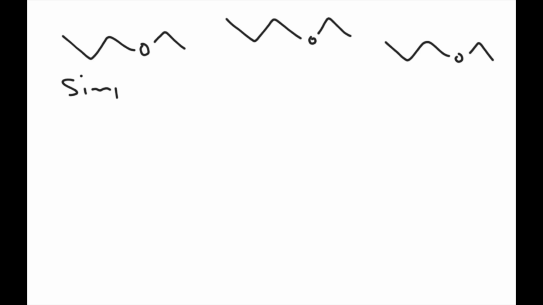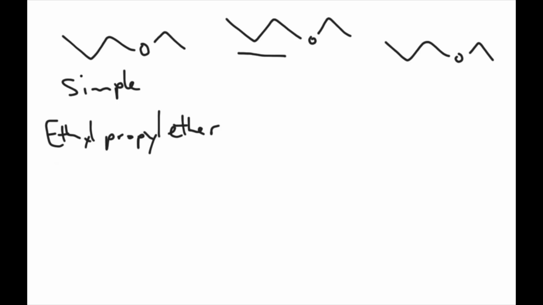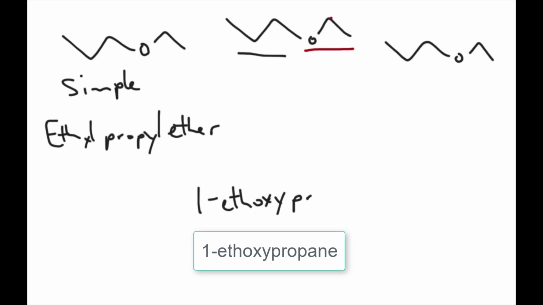So using the simple naming, all I use is the two alkyl groups in alphabetical order. So I have an ethyl on one side and I have a propyl on the other side, and that is ethyl propyl ether. For the intermediate way of naming, I'm going to start with the longest carbon chain name, which is propane, and now this becomes a substituent on the propane chain. The ethyl substituent has two carbons, so it's going to be called an ethoxy. It'll be in the 1 position of the propane, so we're going to have a 1-ethoxypropane.